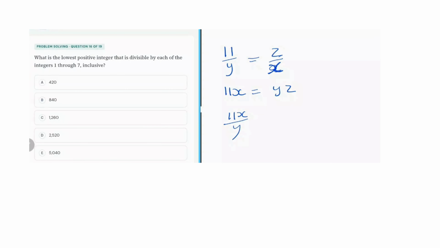What is the lowest positive integer that is divisible by each of the following integers, 1 through 7 inclusive? Do you understand what they're asking? If you understand what the question is asking, you can simply solve it. They're saying all these numbers, you divide it by 1, by 2, by 3, by 4, by 5, by 6, by 7, each of these numbers. And each time, there's no remainder.